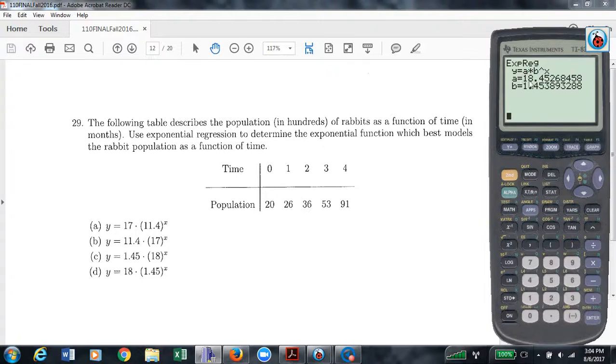So I'm going to have 18 times something to the x. So 1.45 to the x. All right, so the closest one that comes to is selection D. That's the very closest one. That's the only one it could be. Okay, so b to the x is 1.45 to the x, and if I'm taking the front to one decimal place, I get 18. There's nothing else it could be in there.